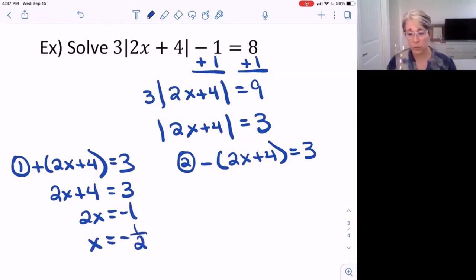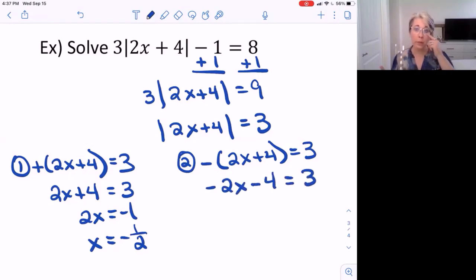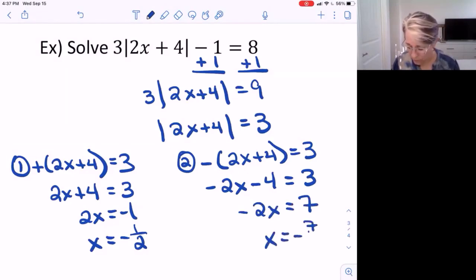But in the second solution that we're looking for, we distribute the negative to both. -x minus 4 equals 3. I have too many people only changing the operation. They just change the plus or the minus in the middle. You have to distribute that negative just to that inside of the absolute value. So if we add 4 to both sides, we get a positive 7, divide both sides by 2, and we get a negative 7/2 or a negative 3.5.